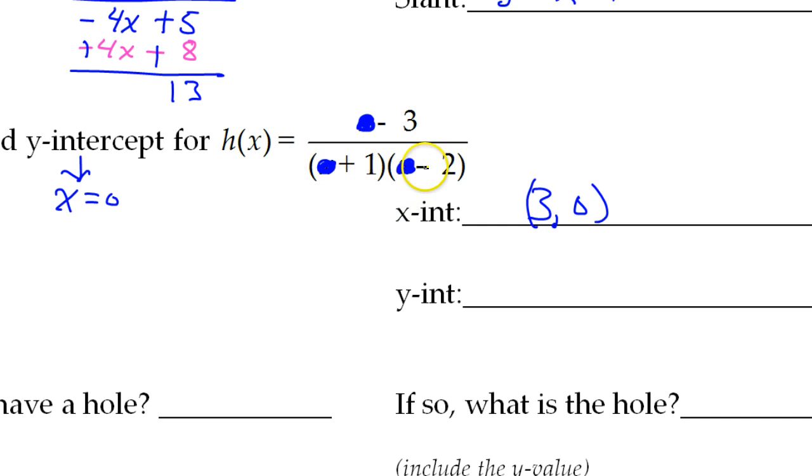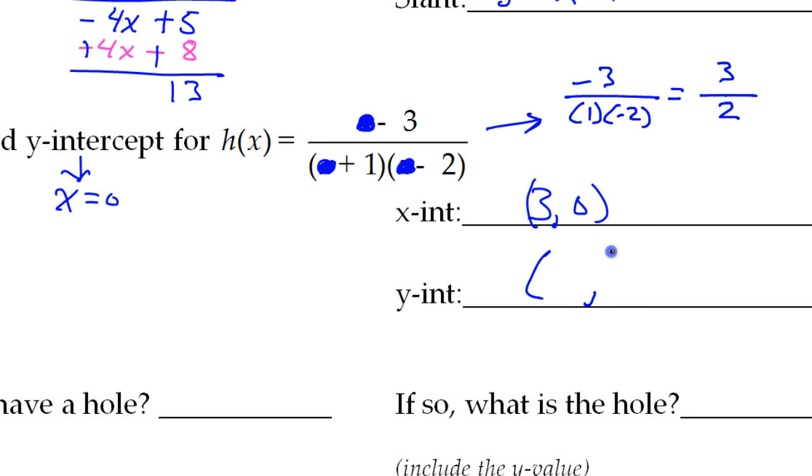Alright, so that's going to leave negative 3 over 1 times negative 2. Well, that 1's not doing anything. So that's just negative 3 over negative 2. A negative divided by a negative is a positive, so that's just 3 over 2. So that's the y-intercept. 3 over 2 is a y value, so 0 comma 3 over 2 is the y-intercept.